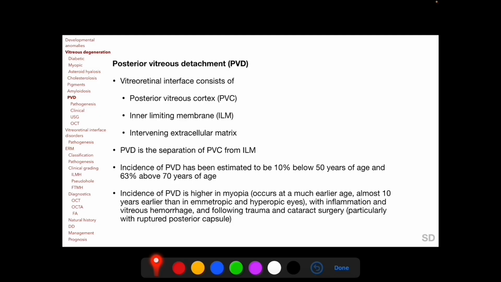Incidence of posterior vitreous detachment has been estimated to be 10% below 50 years of age and 63% above 70 years of age. So posterior vitreous detachment does not occur in every individual. Incidence of posterior vitreous detachment is higher in myopia, in which, as we have mentioned, it occurs at a much earlier age, with inflammation, with vitreous hemorrhage, and following trauma and cataract surgery, particularly with a ruptured posterior capsule.